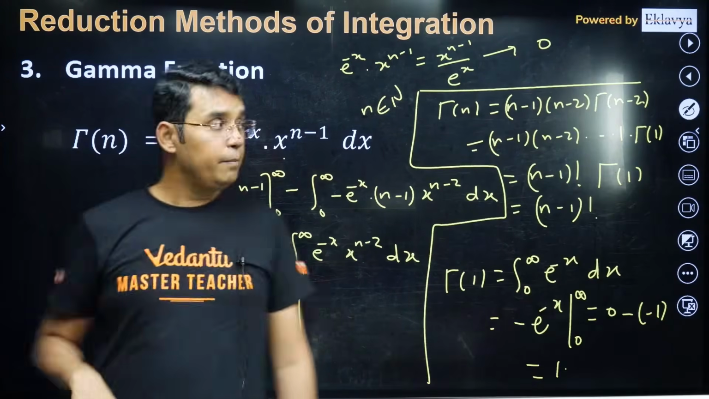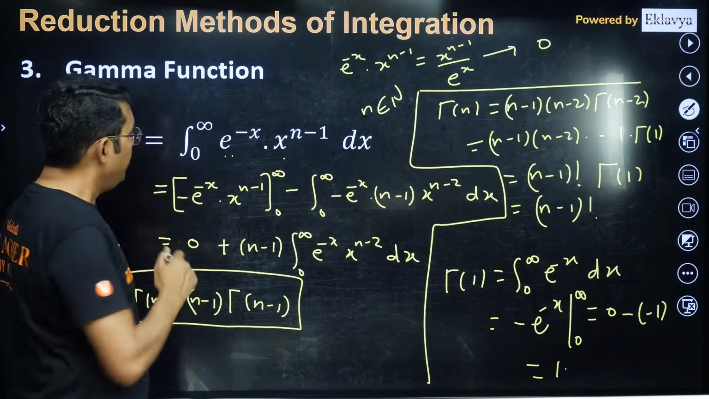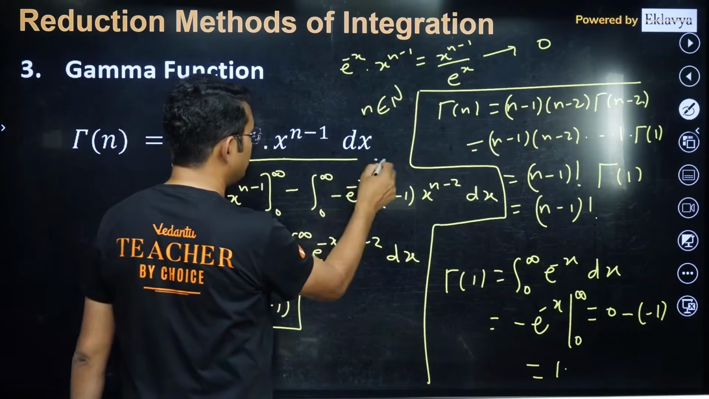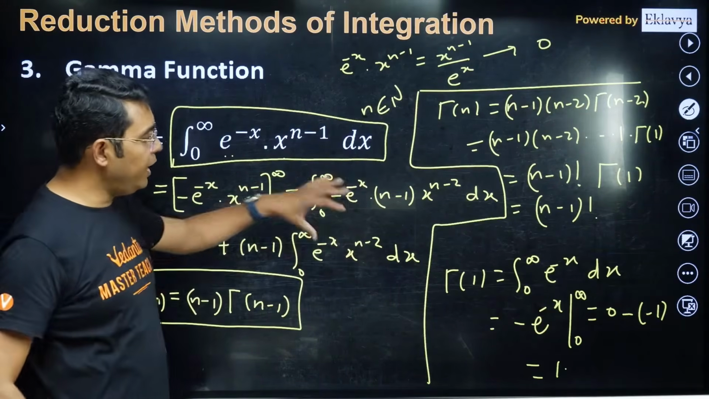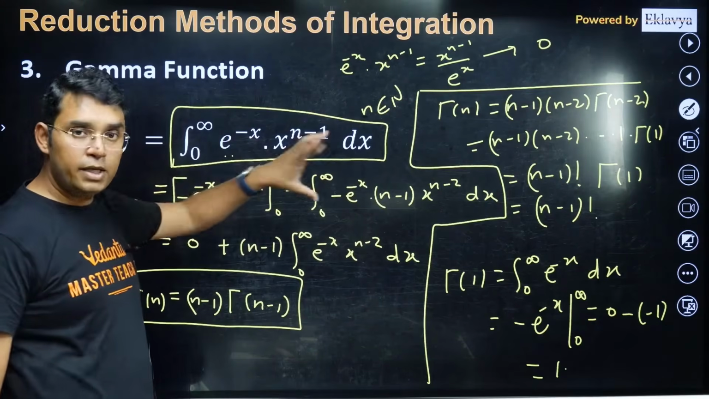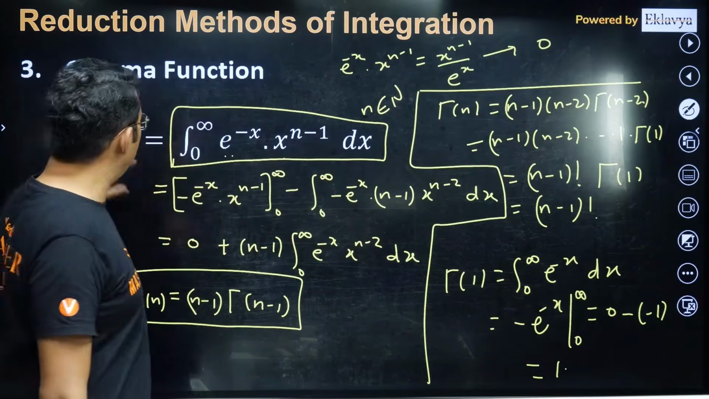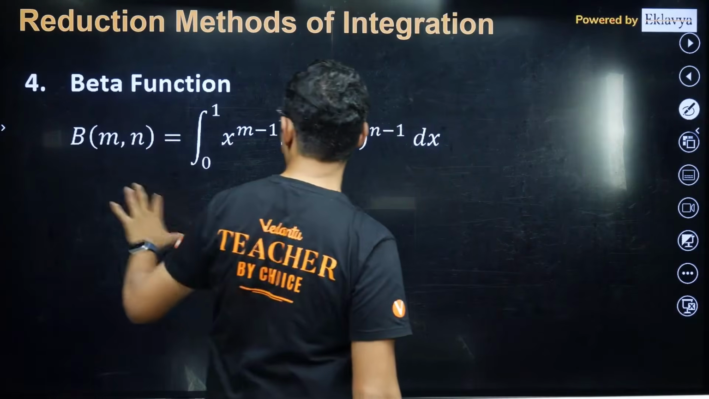Just remember. But you have to remember this expression also, otherwise there is no point. You have to remember this integral also, that what is gamma n. And gamma n is n minus 1 factorial. So this we will be using in beta function also. So you may remember it. Now, coming to beta function.